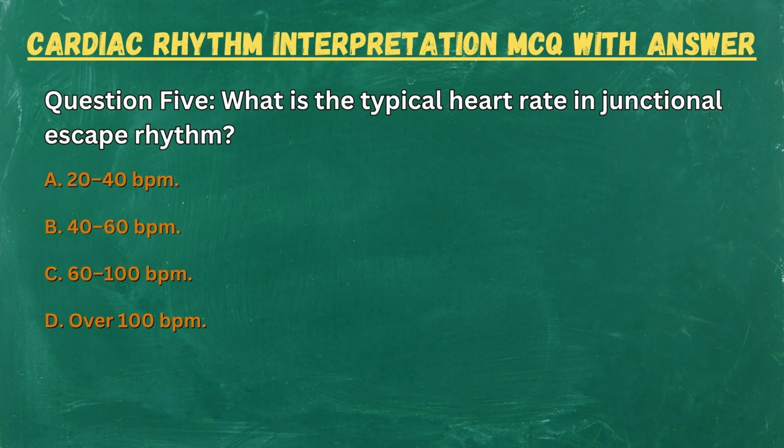Question 5. What is the typical heart rate in junctional escape rhythm? A. 20 to 40 BPM. B. 40 to 60 BPM. C. 60 to 100 BPM. D. Over 100 BPM. Answer: B. 40 to 60 BPM.